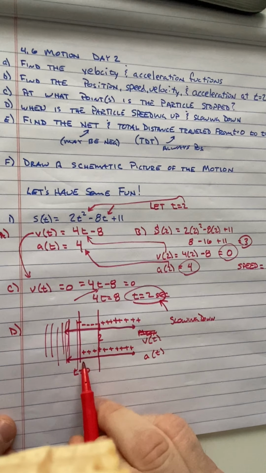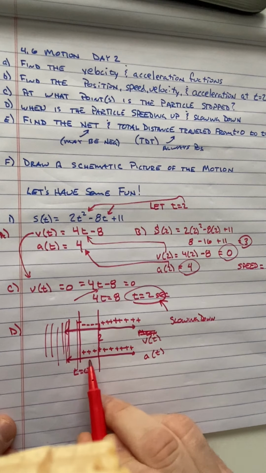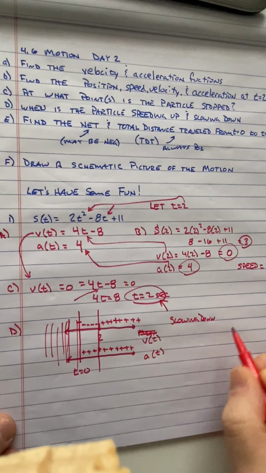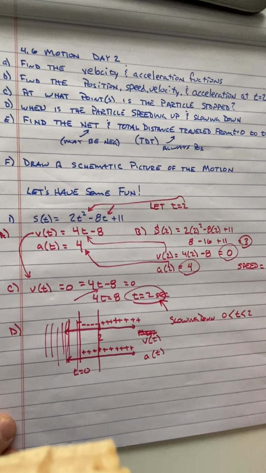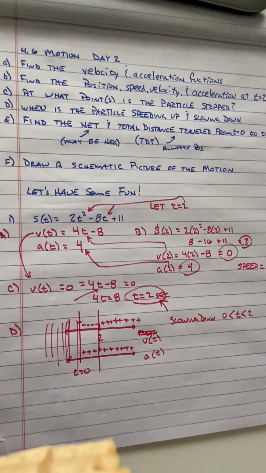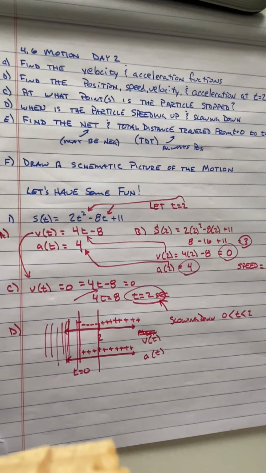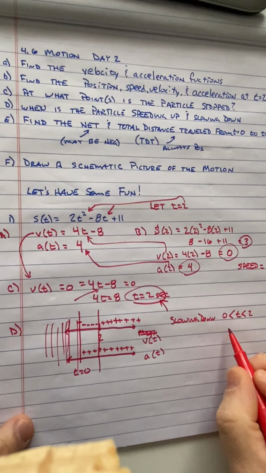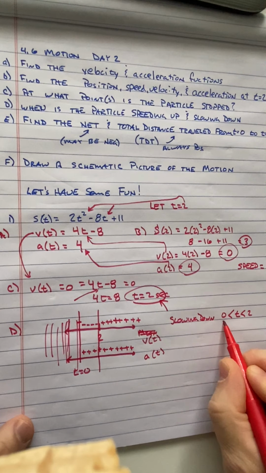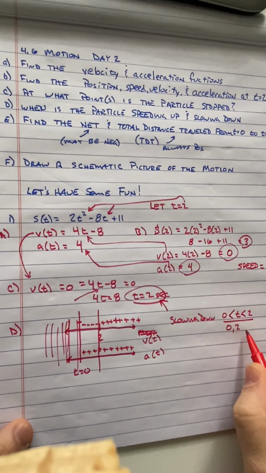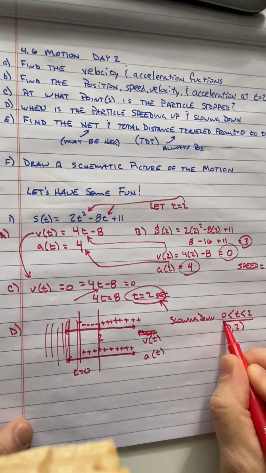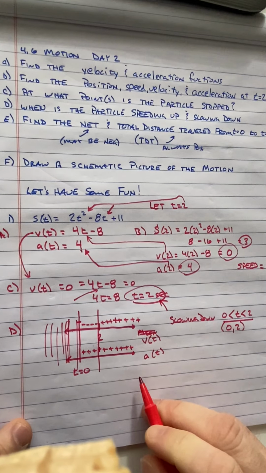It's slowing down on the interval from 0 to 2. So my t values have to be bigger than 0, smaller than 2. We don't include the endpoints for speeding up and slowing down because the particle is typically stopped at those spots. To write this in set builder notation, it looks like this. To write it in interval notation, it's slowing down over the open interval from 0 to 2.